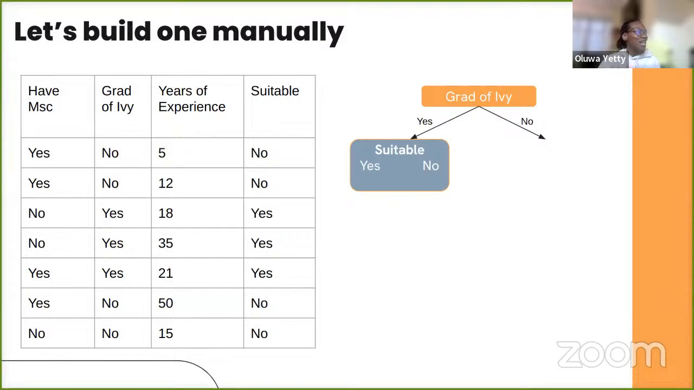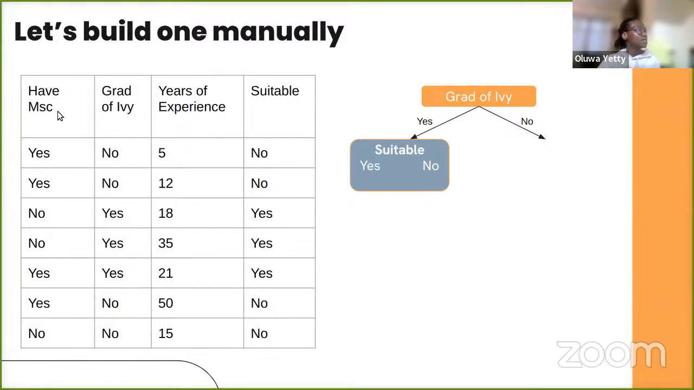In this scenario, I have started building my tree. So let me explain the data set. This is a data set of applicants for a job. And let's say we want to build a decision tree that can let us know right on time if a particular applicant is suitable for an interview. That's basically what we want to know with this data set.